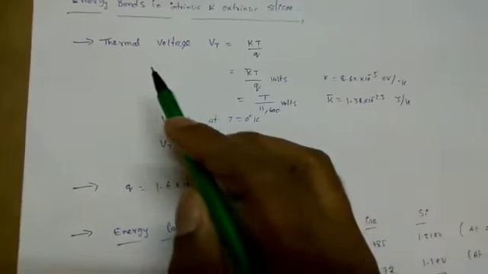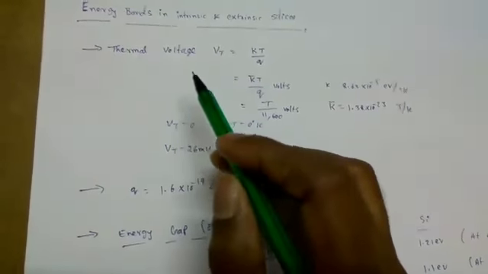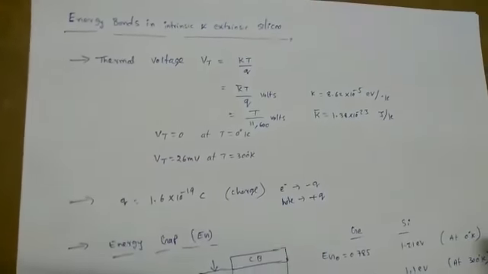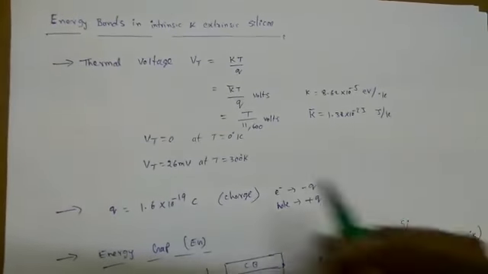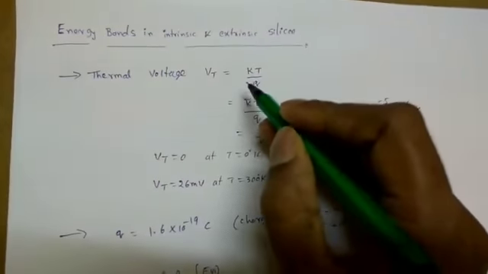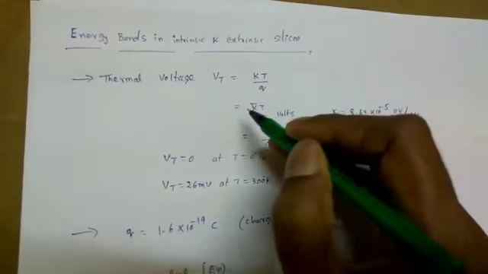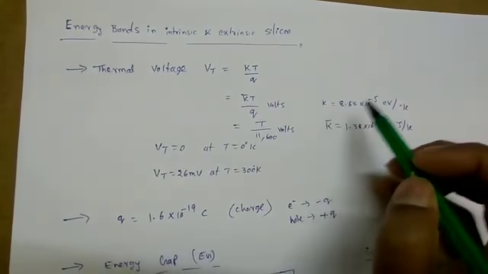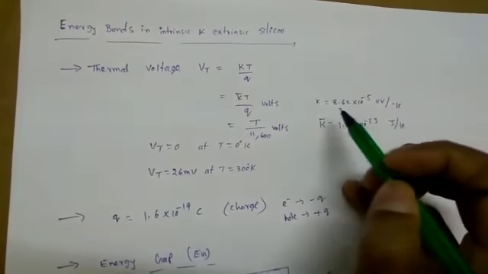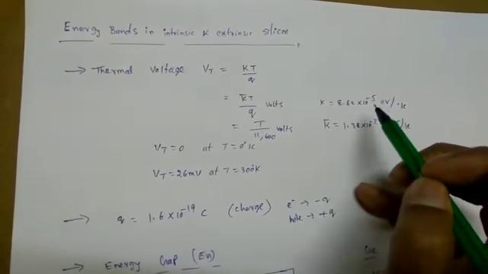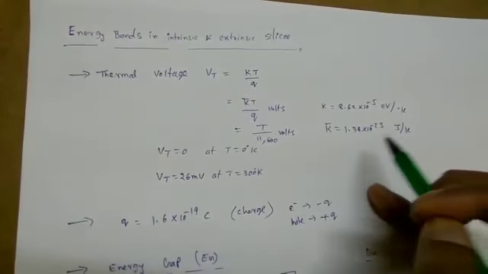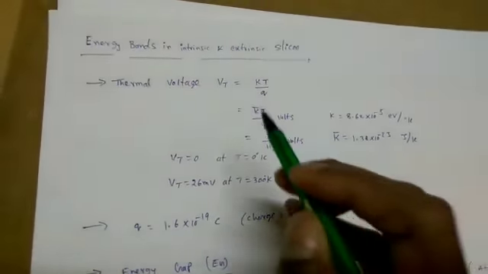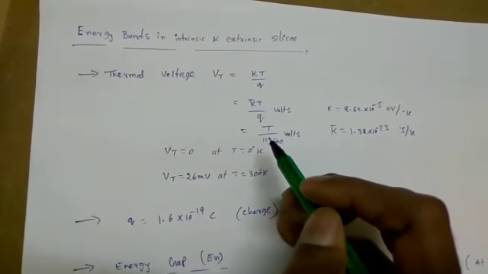So first, the formula required is thermal voltage. In almost all questions we need to use this thermal voltage. It is generally KT by Q, or K bar T by Q. What is this? K is the Boltzmann constant. If it is in electron volts per Kelvin, it is 8.62 into 10 to the power minus 5. If it is in joules per Kelvin, it is 1.38 into 10 to the power minus 23. Or I can use directly this type of expression also.